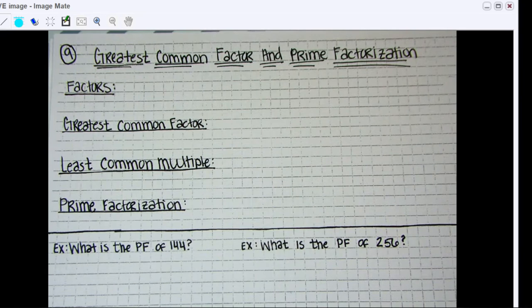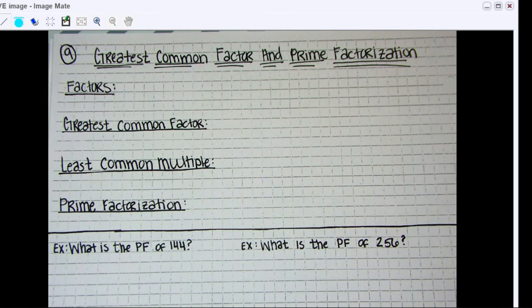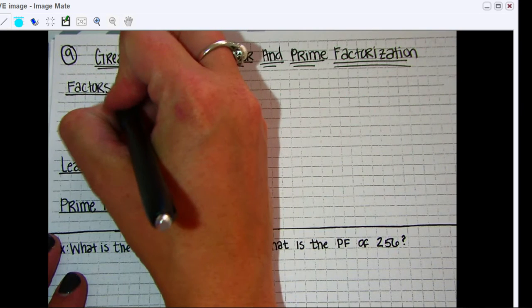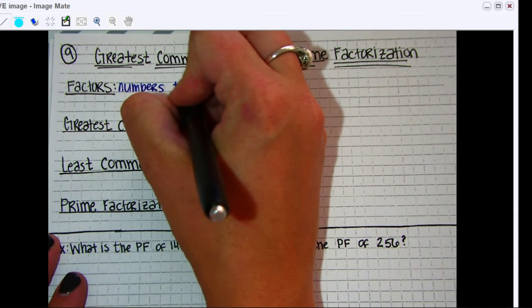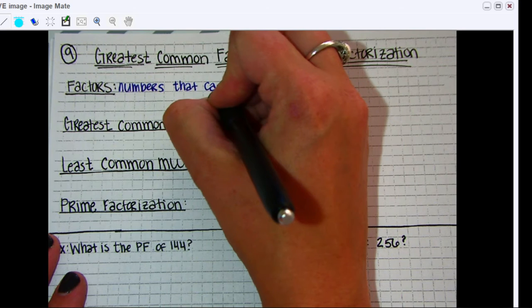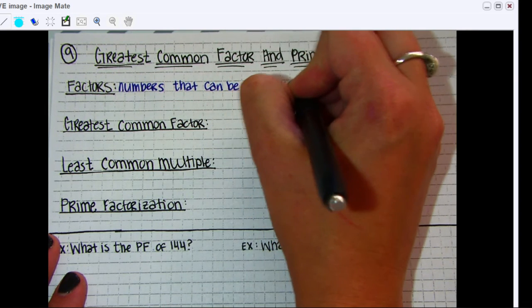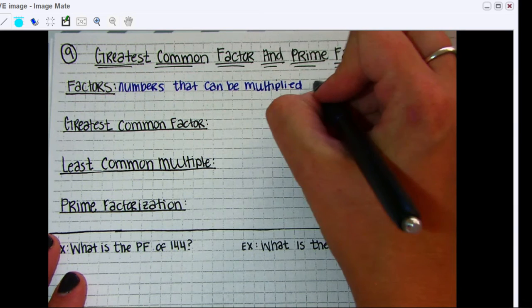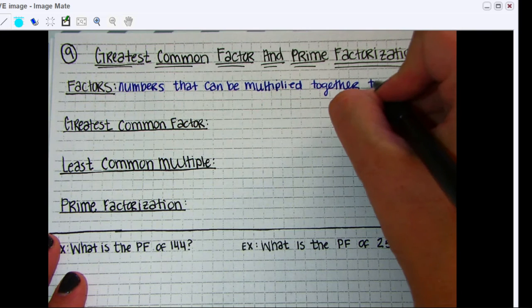Is a factor, like the numbers when you multiply them? Yeah, that's exactly it. They're numbers that when you multiply, you get another number. So factors are numbers, and they're usually positive numbers. Numbers that can be multiplied together to get another number.